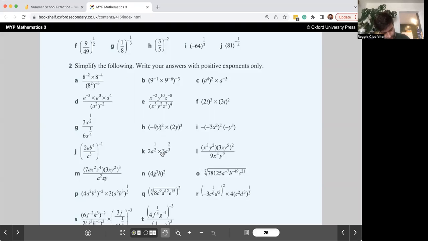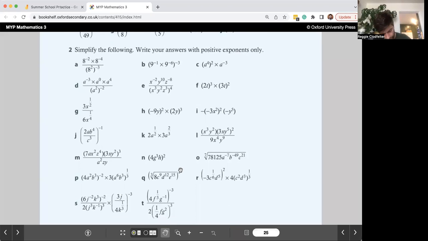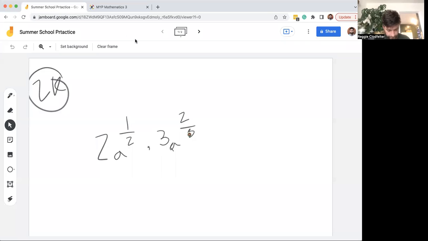K, 2k. We've got 2a to the 1/2 times 3a to the 2/3. All right, I wrote it a little messy, but whatever. Okay, so first we're going to see here that we've got product rule. A to the 1/2 times a to the 2/3. I'm just going to add those up. Okay, so 1/2 plus 2/3, you can convert it to sixths. It's 4/6 plus 3/6, or 7/6.